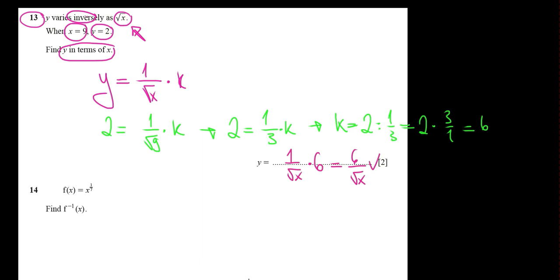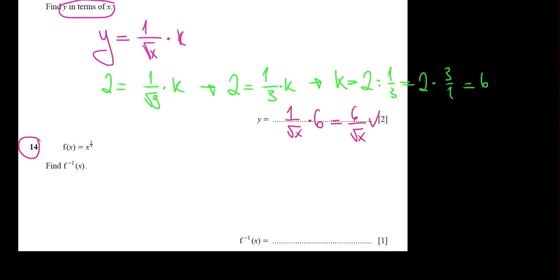That will be it. Next question is 14. We have here an inverse function. So f of x equals x to the power 1 over 7. Find the inverse function. Now here's how I like to solve it. I advise this process to everybody. Instead of f of x, write y equals x to the power 1 over 7.